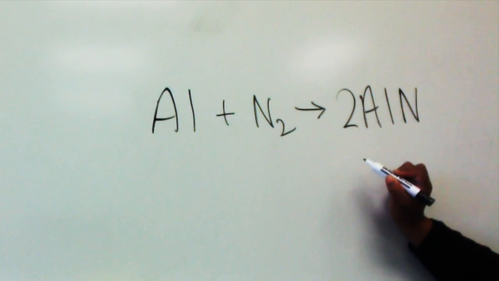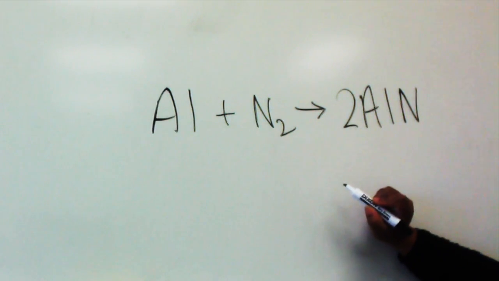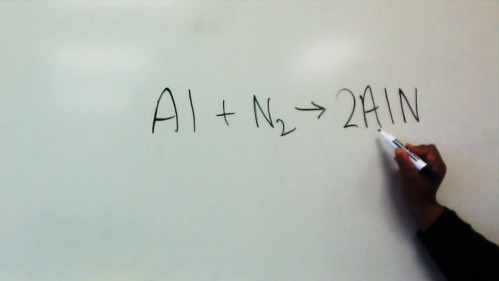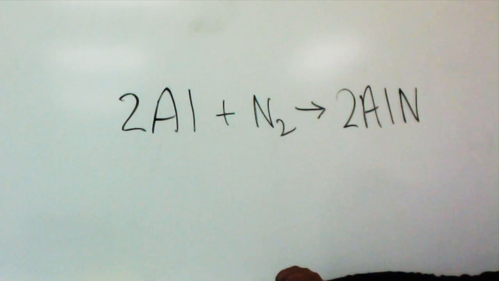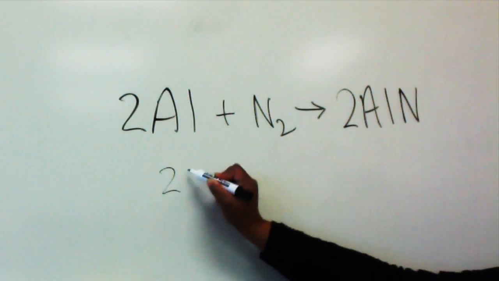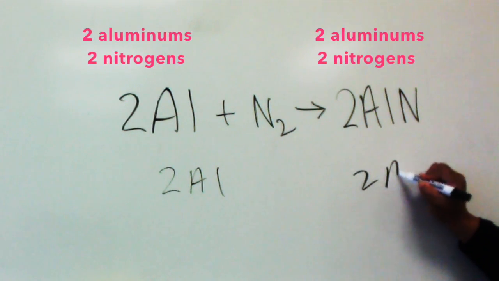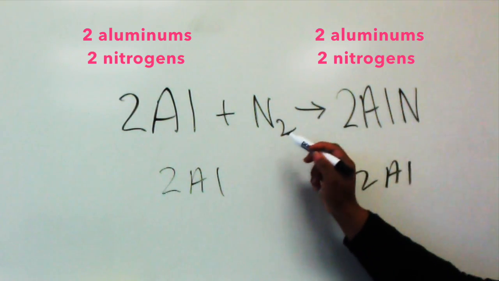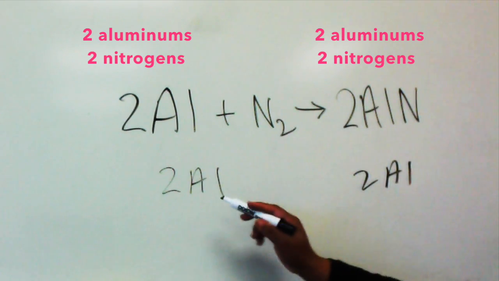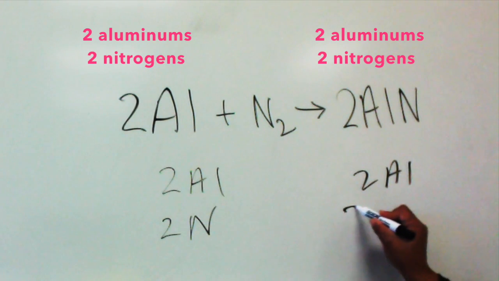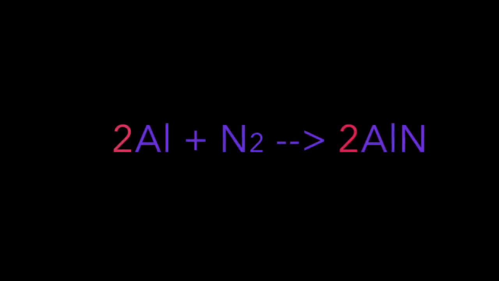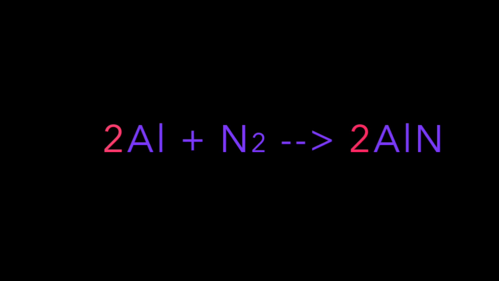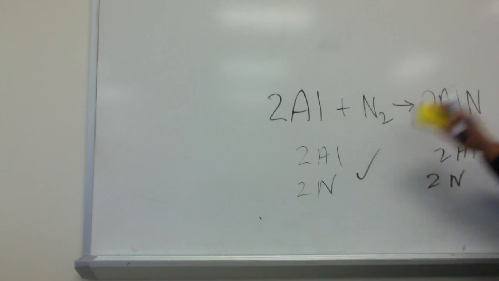So we would put 2 in front of the aluminum nitride, just like this. But when we do that, we now have 2 aluminums. So then we will put a 2 in front of the aluminum on the left side. And then we check: 2 aluminums, 2 nitrogens on the left side. And then we check the right side, 2 aluminums, 2 nitrogens on the right side. Therefore, we are balanced. Next question.